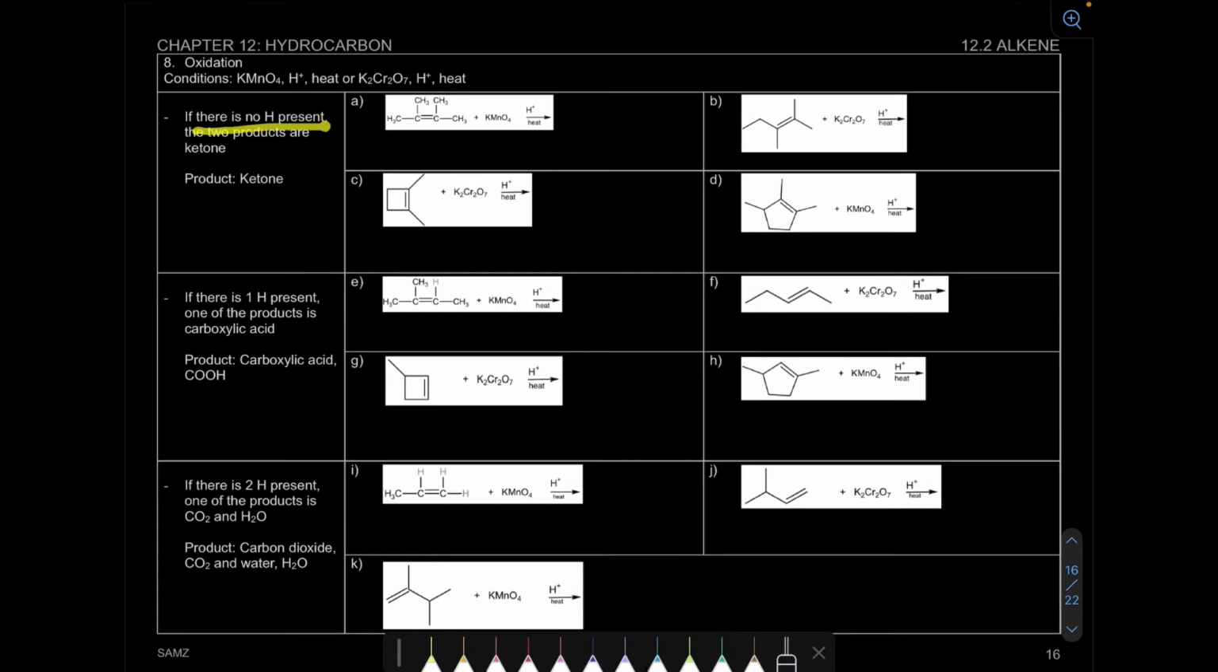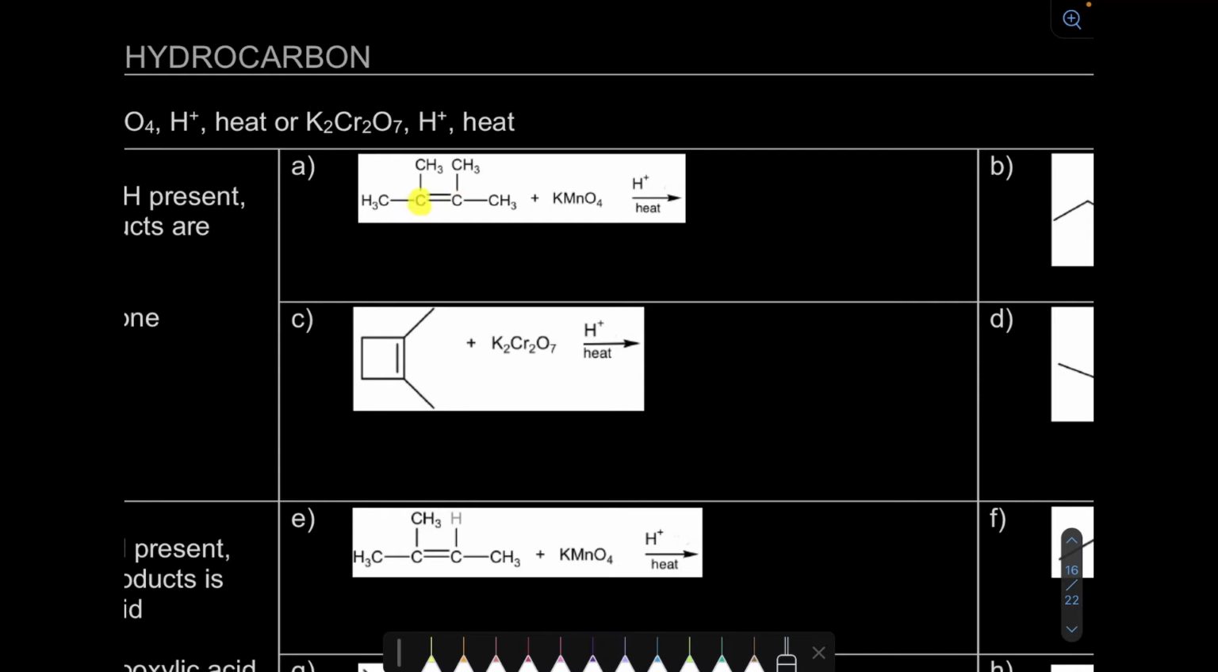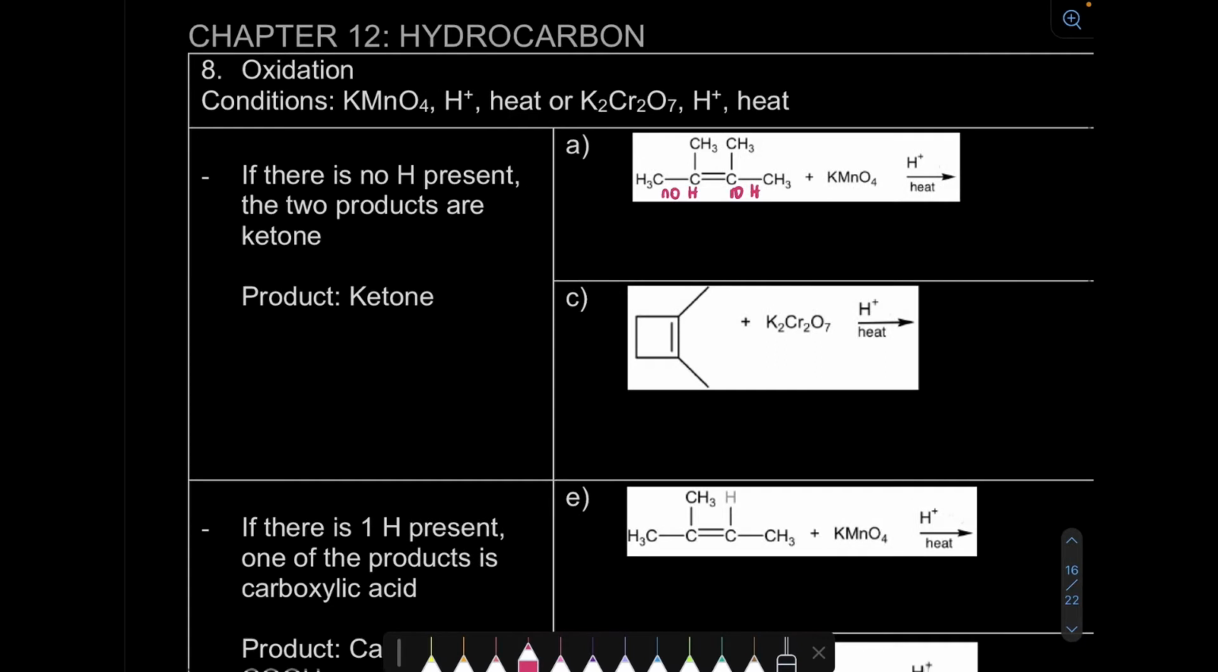If there is no hydrogen present. Let's look at example A. Here, our carbon is bonded to two CH3 and that's enough, 4 bonds. So there is no hydrogen here, no CH bond. The same goes for this carbon: no hydrogen. So there's no H present, and the two products are ketones.